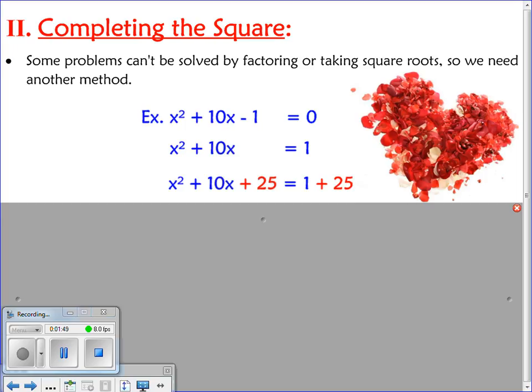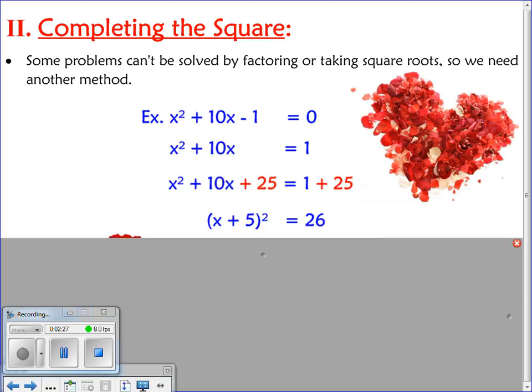Where do you think the 25 came from? 25 is what type of number? It's a perfect square. So how do you think they went from here? What number squared is 25? 5. So where did they get a 5, you think, from here? The 10. How do you get a 5 from 10? They divided it by 2 and then they squared it. Okay. So why do you add it to both sides? Yeah, whatever you do to one side, you've got to do to the other side.